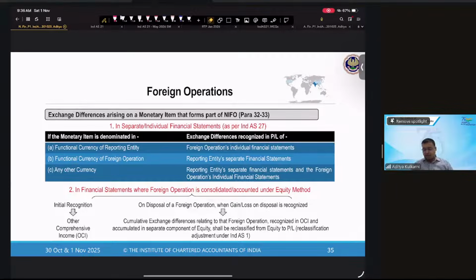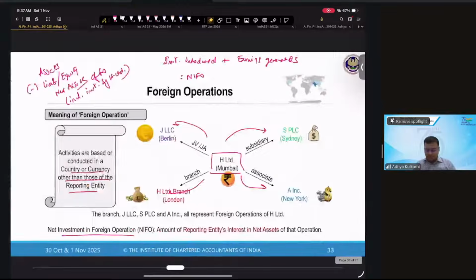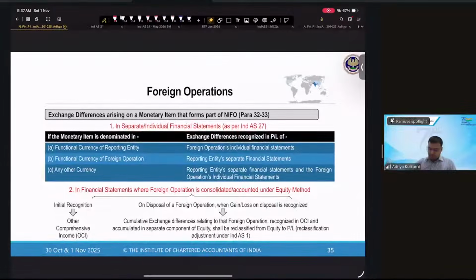Now, all that we have discussed is there in this presentation. If you have not noted anything, it's perfectly fine. We discussed what is net investment in a NIFO versus intra-group balances. In separate individual financial statements as per Ind AS 27, if the monetary item is denominated in the functional currency of the foreign operation, then exchange differences are recognized in the P&L of the reporting entity's separate financial statements.